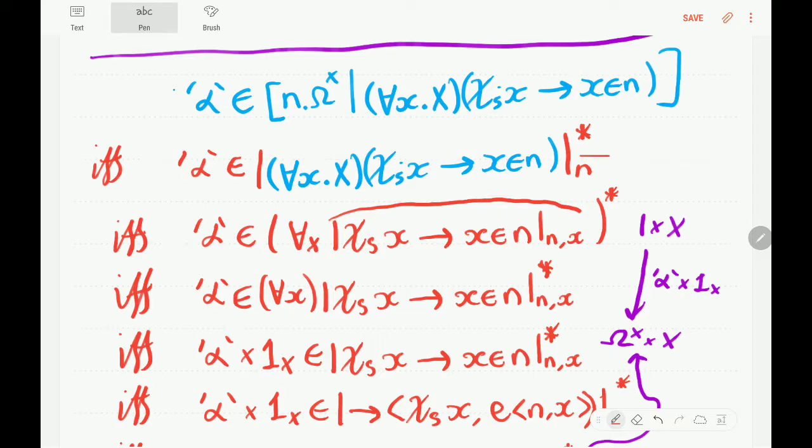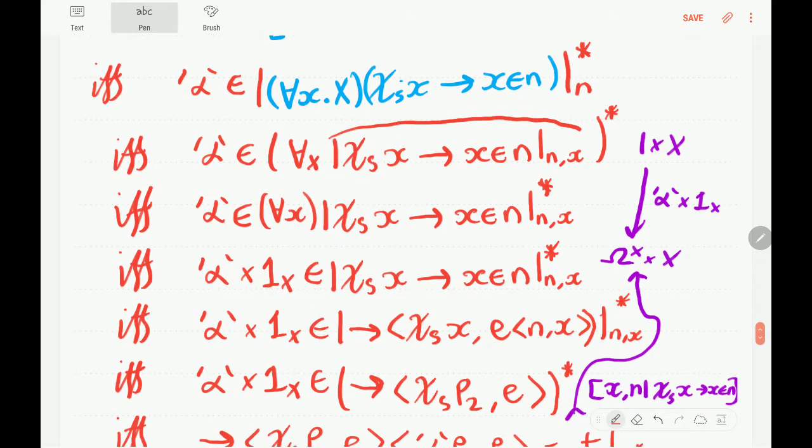And then if we work out this interpretation, we can rewrite this as saying name of alpha is in for all subscript capital X transpose of the interpretation of chi S of x implies x in N, over N and x. And then we want the subobject classified by that.